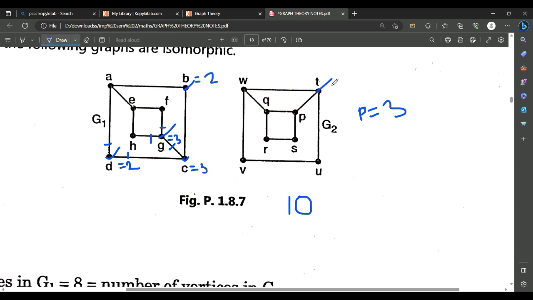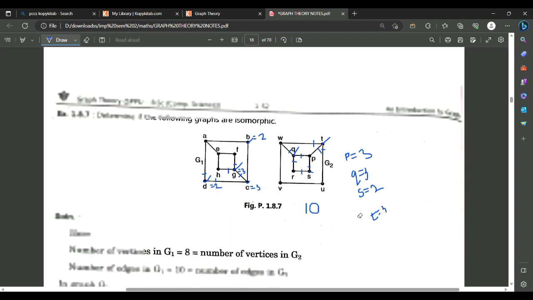Adjacent vertices are T, Q and S. Now we will find their degrees. Q has a degree 1, 2 and 3. Therefore we will write Q is equal to 3. Now S has a degree 1 and 2. S is equal to 2. Now T has a degree 1, 2 and 3. T is equal to 3.